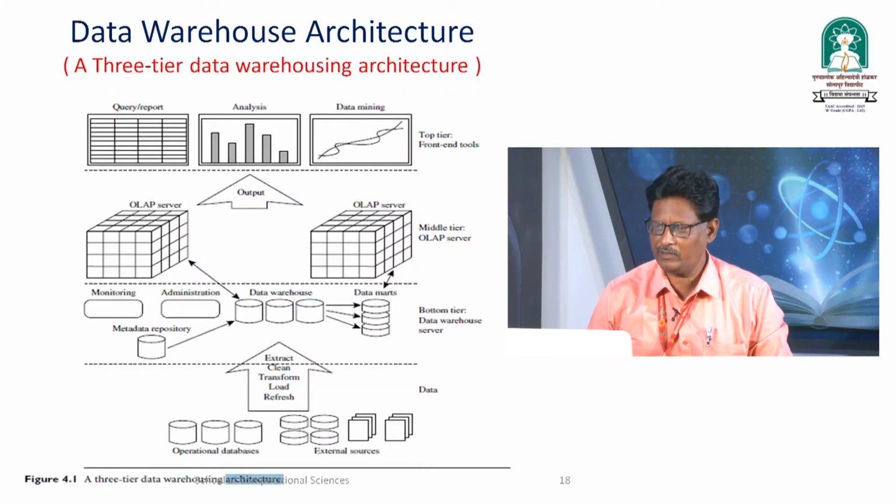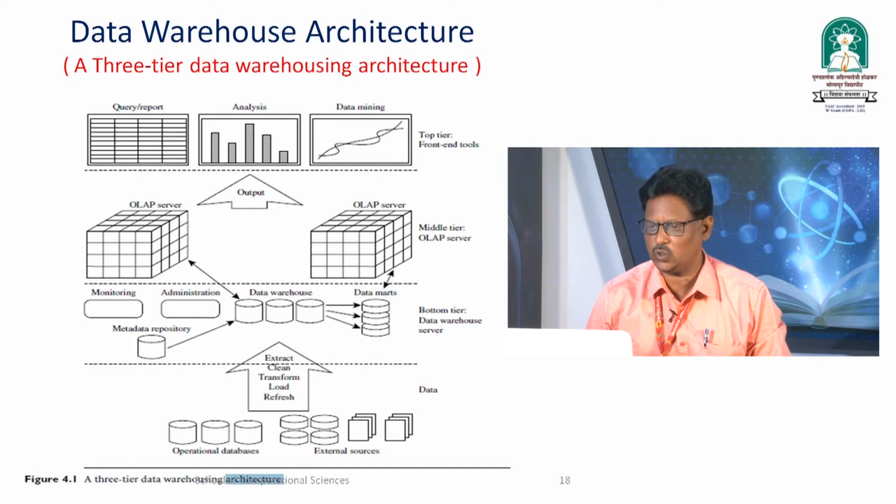The top tier, which you will find on top of this data warehouse architecture, is a front end client layer, which contains query and reporting tools, analysis tools, or data mining tools. For example, here you will find trend analysis, prediction, and so on.